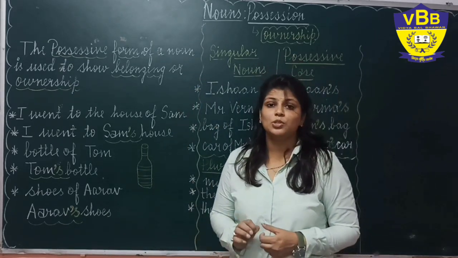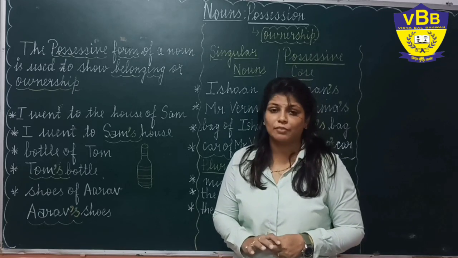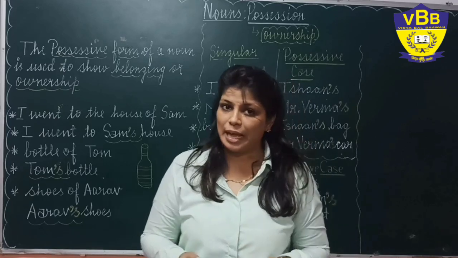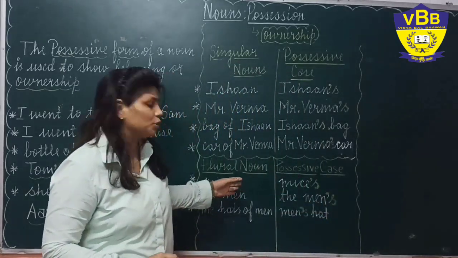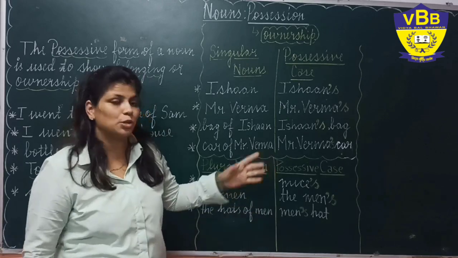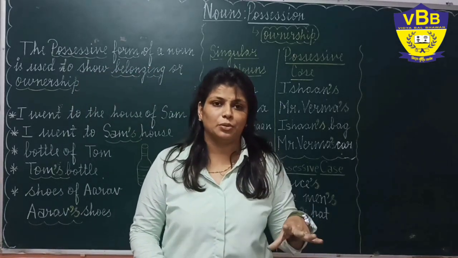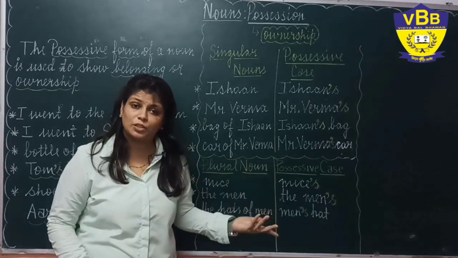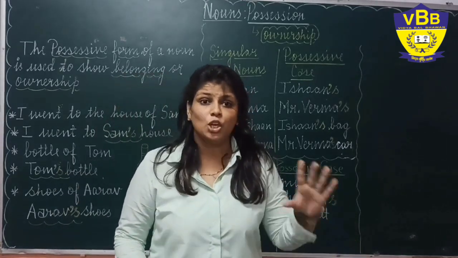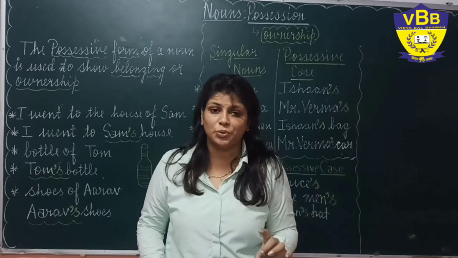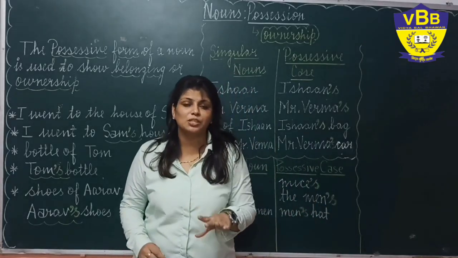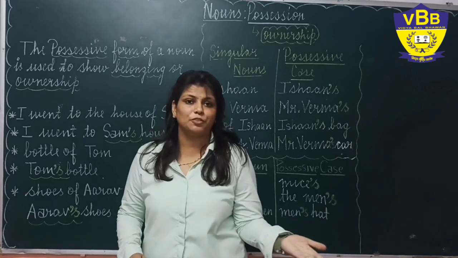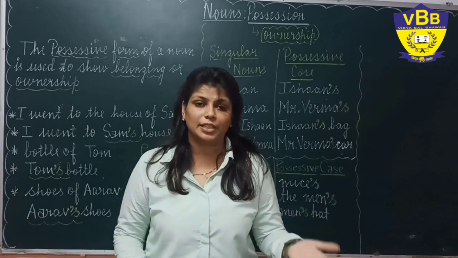Now, we will move on to the third rule that you have to keep in mind. The first rule was adding apostrophe S to a singular noun. The second rule was for the plural noun, where you have to add apostrophe S after the plural. Like mice, mice's. Child, the plural of child is children. So, children's. You will write children, apostrophe S. This is the way you change plurals into the possessive case using the apostrophe.